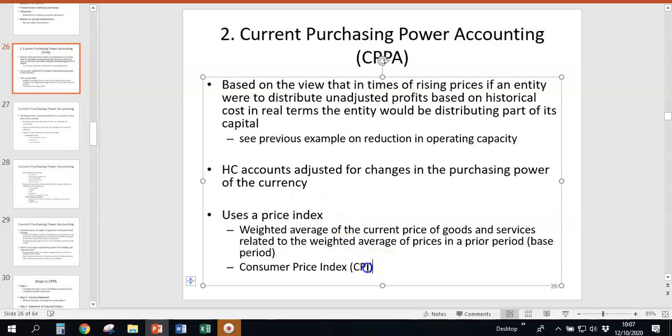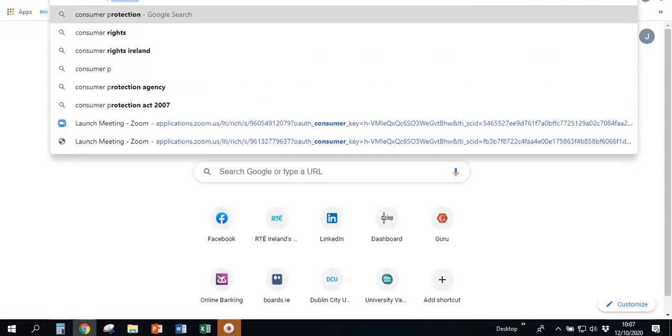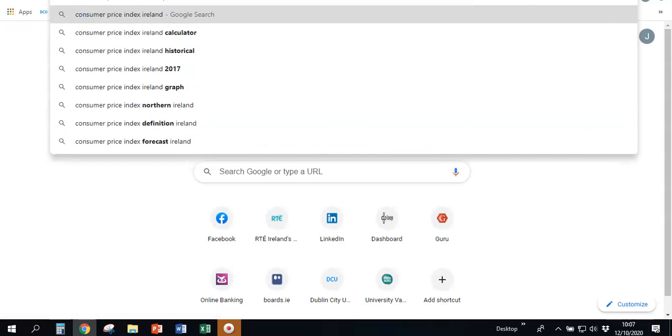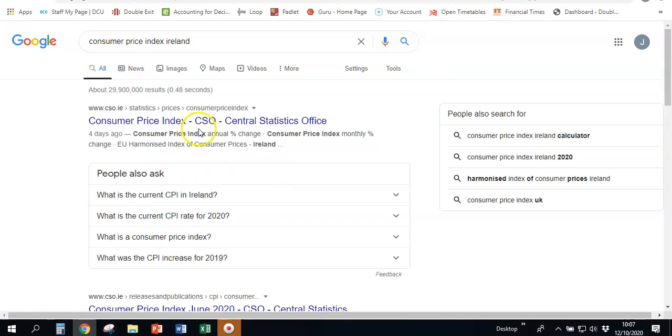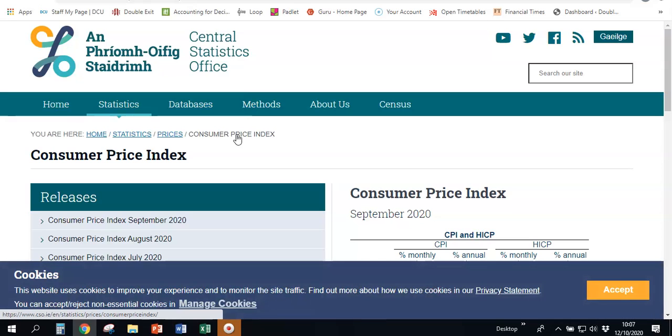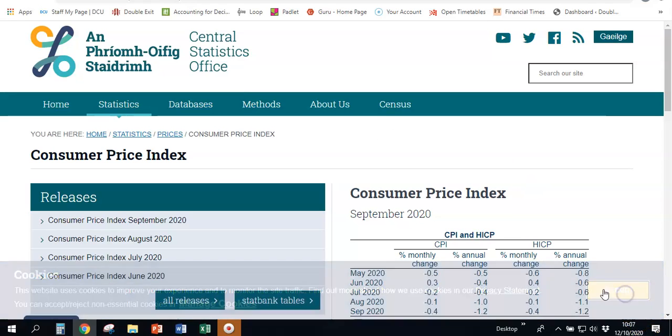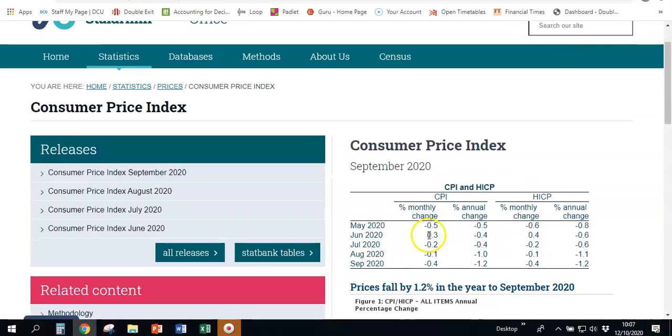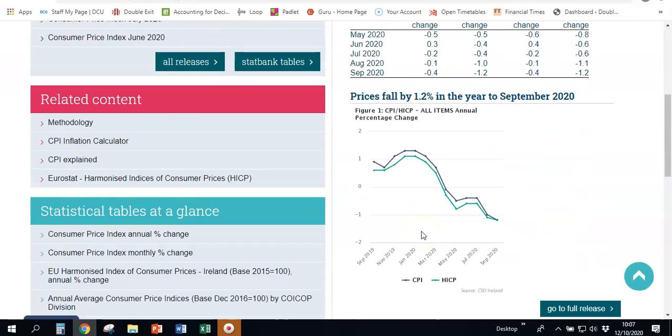And generally what we use is called the CPI, the Consumer Price Index. You can find this if you want to, for example, you can even Google it: the Consumer Price Index Ireland. So the CSO, the Central Statistics Office, do this. Generally they take a general basket of goods, and they track the price of it each month. So you can see generally inflation, although recently it's actually been deflation because of where the economy is. But if you go back long enough, there can be general inflation.